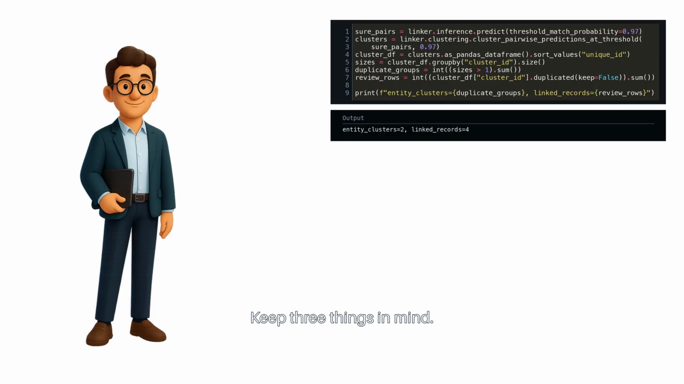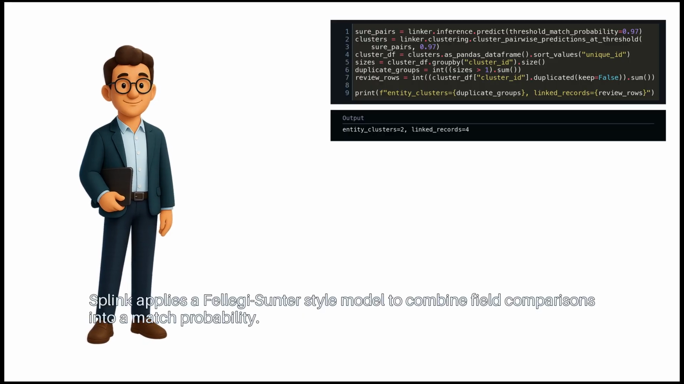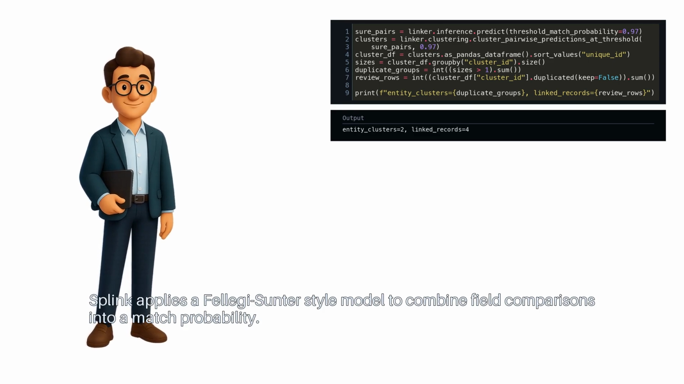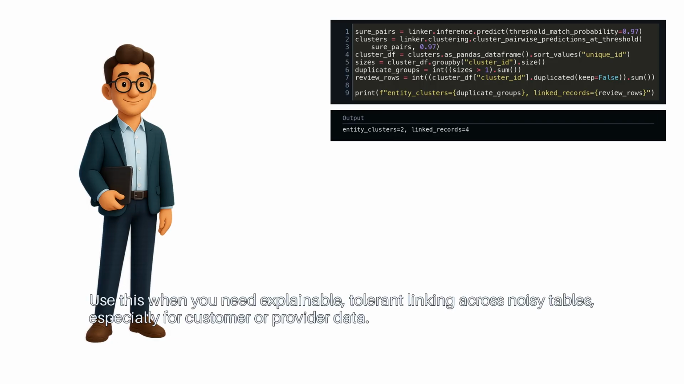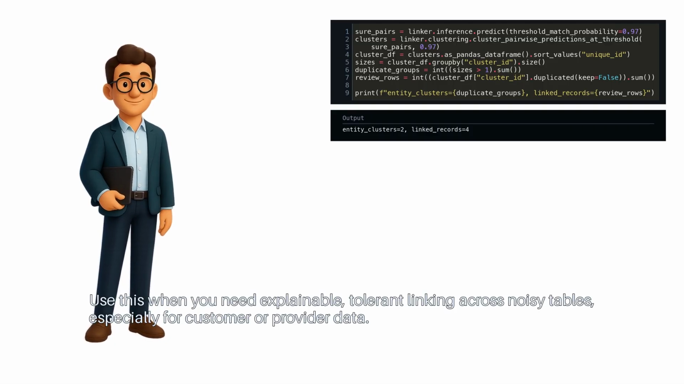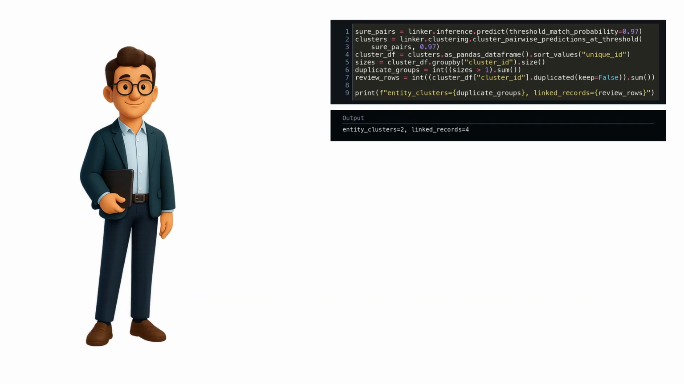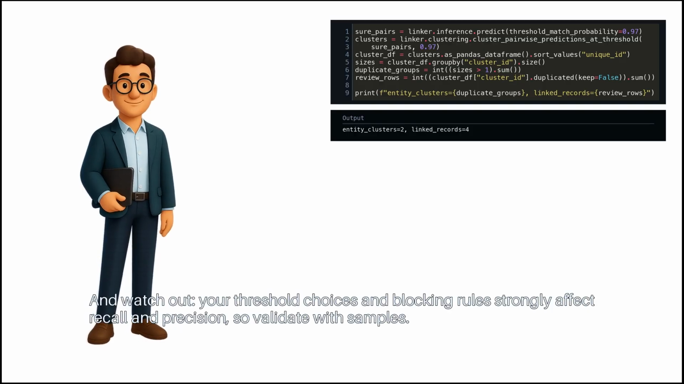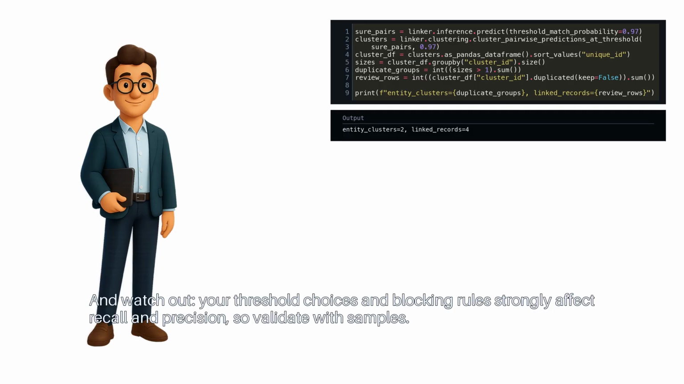Keep three things in mind. Splink applies a Fellegi Sunter style model to combine field comparisons into a match probability. Use this when you need explainable, tolerant linking across noisy tables, especially for customer or provider data. And watch out! Your threshold choices and blocking rules strongly affect recall and precision, so validate with samples.